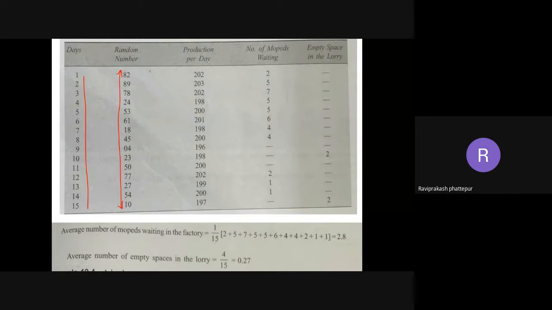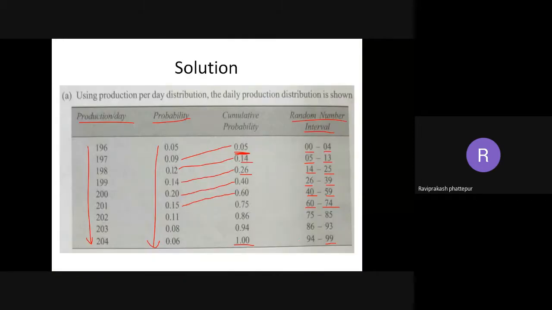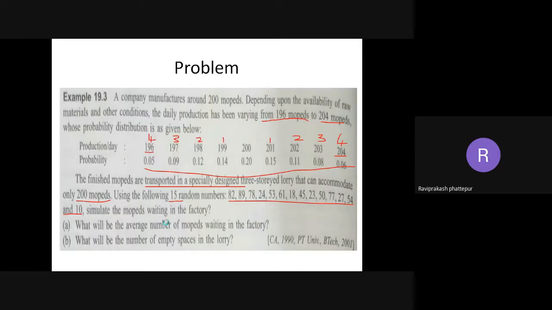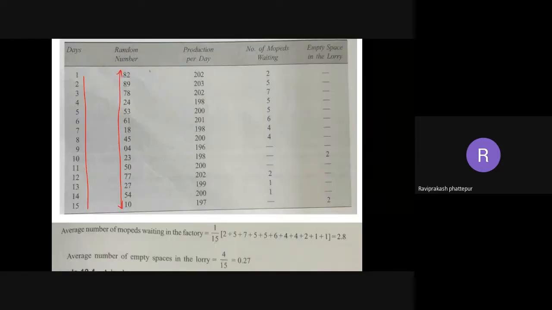Okay, so production per day 202, 203. How have we got this? Using this particular random number. The first random number is 82. 82 comes between 75 and 85. For 75 to 85, what is the production number here? Production is 202. So that is what they have written here, 202.